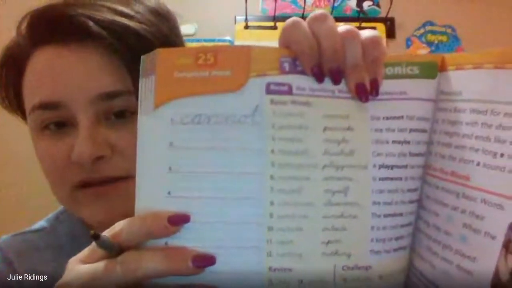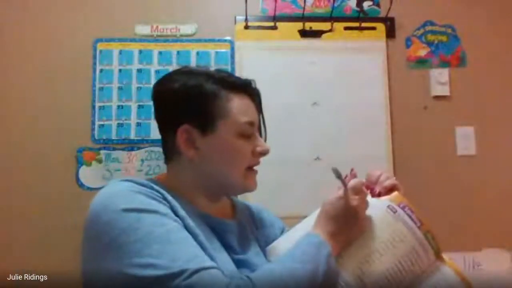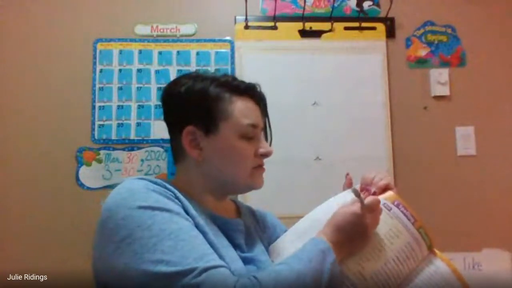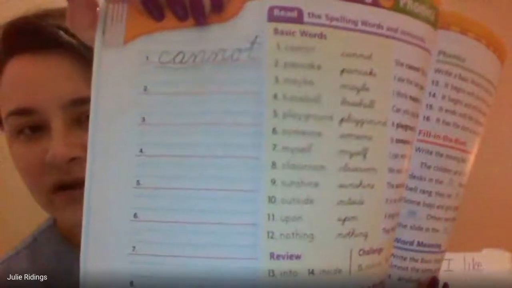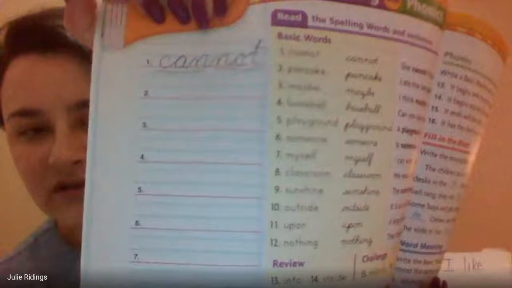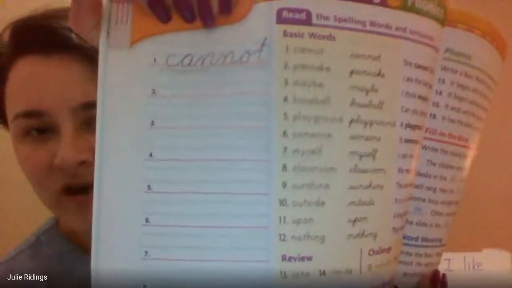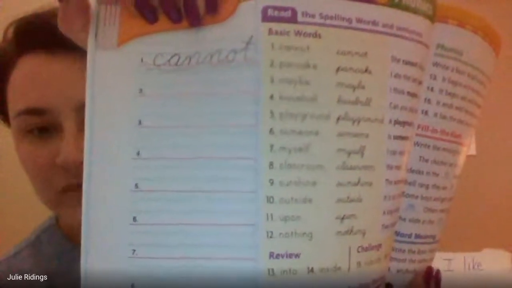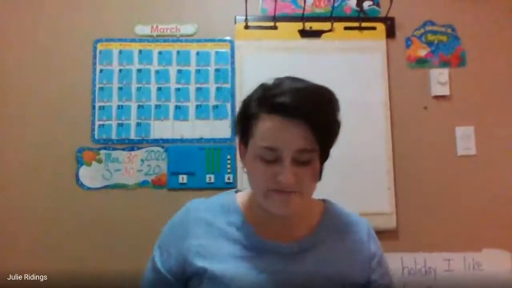And for number 1, the word was cannot. So we have the word here, cannot, but they want you to underline the two separate words. This is what they are talking about. I underlined can and I underlined not. Try cursive. Colin, you may print because we're still learning a lot of those cursive letters, buddy, okay?